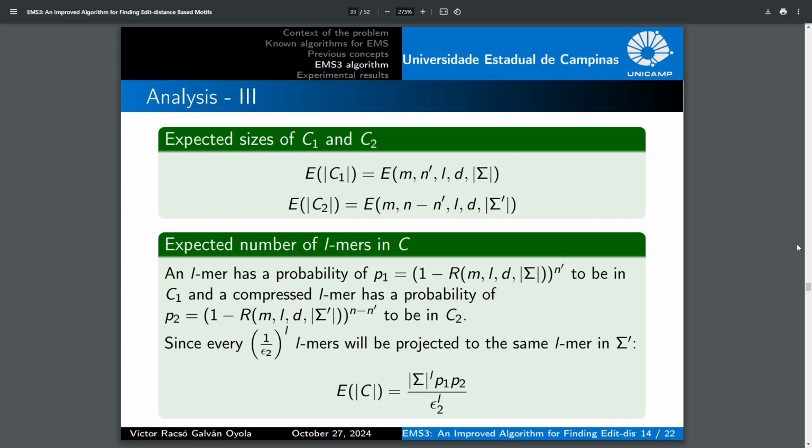However, many Elmers are going to be projected to the same one in sigma prime, which is the alphabet of I2 and C2. We're going to have that the expected number of Elmers is sigma to the power of L, which is the total number, multiplied by the probability of being in C1, multiplied by the probability of being in C2, over epsilon 2 to the power of L, since they are going to be projected to the same Elmer.